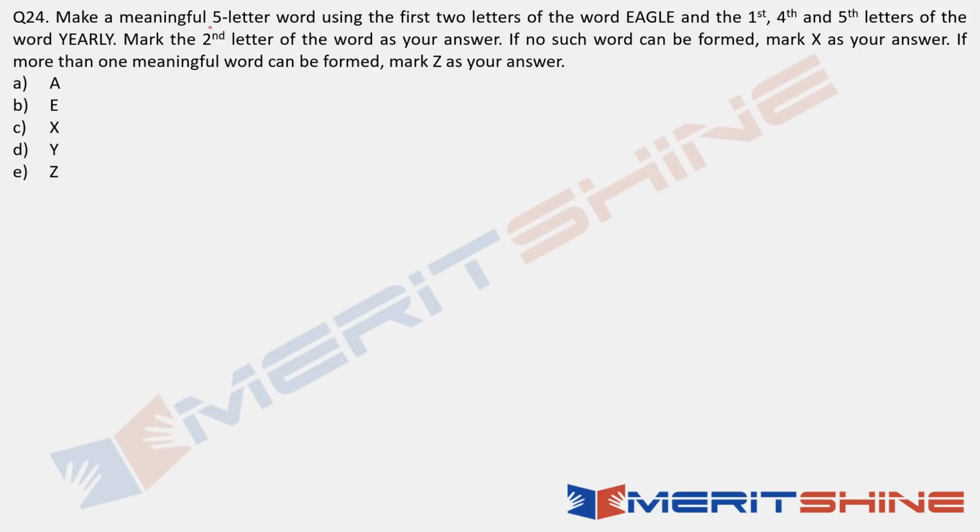Make a meaningful 5-letter word. This is the kind of question that you keep seeing in mocks these days. Using the first 2 letters of the word eagle, so that is EA, and the first, 4th and 5th, first, 4th, 5th. So YRL. Mark the second letter of the word as your answer. If no such word can be formed, mark S as your answer. If multiple can be found, mark Z as your answer. EAYRL. You look at this and you know that this is early, and this is where you messed up.